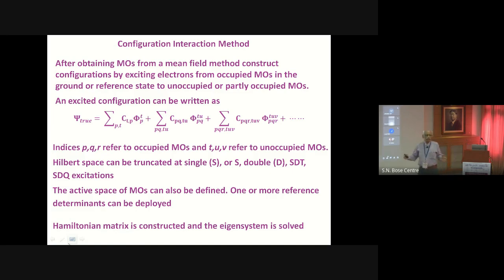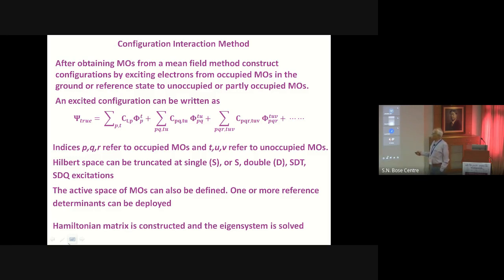So a true wave function is actually a linear combination of all these, which means that you have to determine all these coefficients C_p^t, C_pq^tu, C_pqr^tuv, etc. These require a variational calculation, which means you have to set up the expectation value of the Hamiltonian, and then minimize the expectation value with respect to these coefficients. And these are called the single excitations, these are called double excitations, these are called triple excitations, and so on.